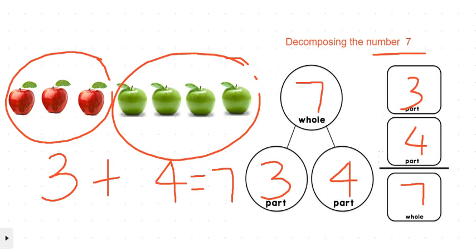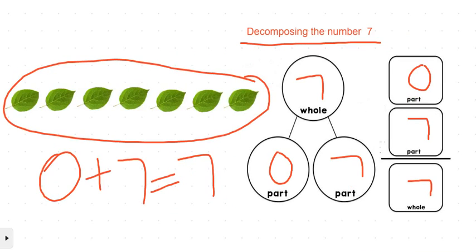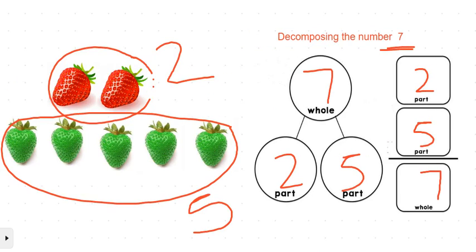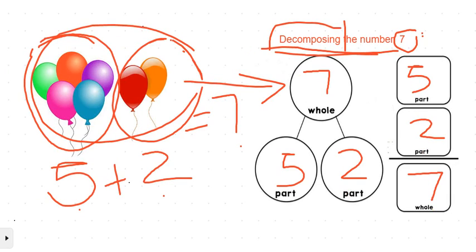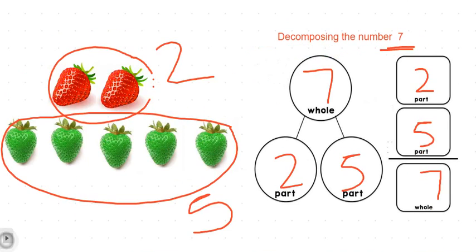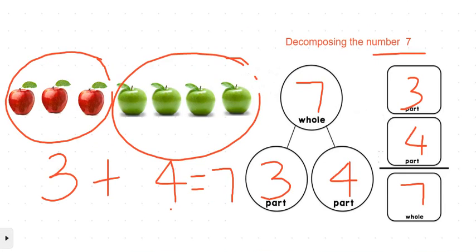So look at how many ways we've made 7 so far. We've made 7 with 3 and 4 apples. We've made 7 with nothing and 7 leaves. We've made 7 with 2 and 5 strawberries. We've made 7 with 1 and 6 lamps. We've made 7 with 5 and 2. Yes. So let's look at where we are so far.